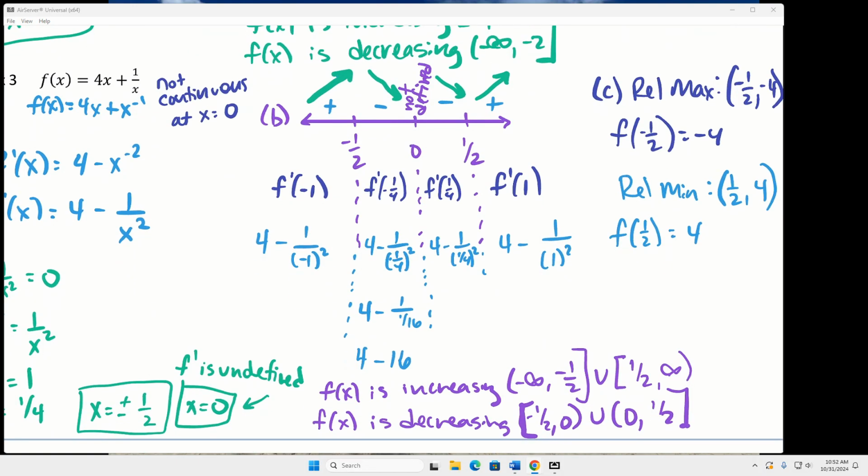And so what's happening is somewhere on the graph at -1/2, -4, you have like a little dip, and then at 1/2, +4, you have a little peak. So it's okay. It happens. It feels like it's wrong, but it's right. A min can be higher than a max.